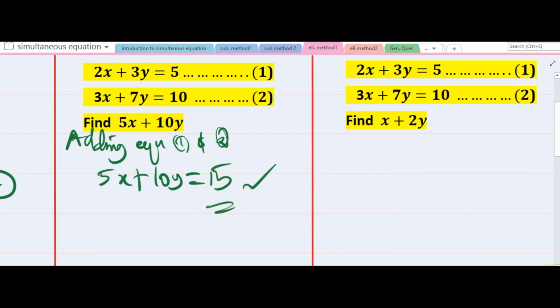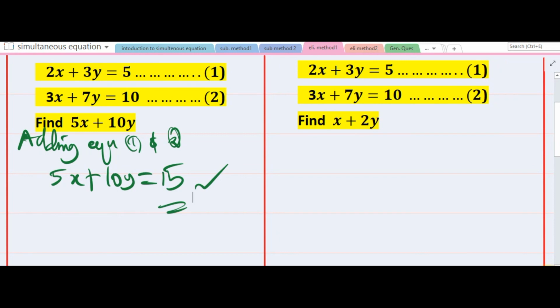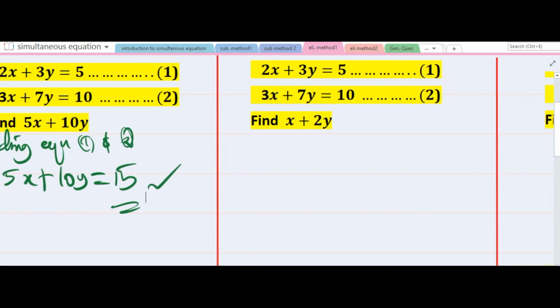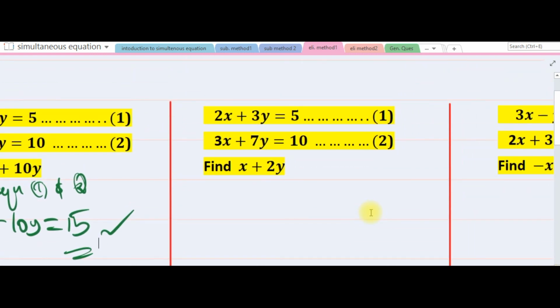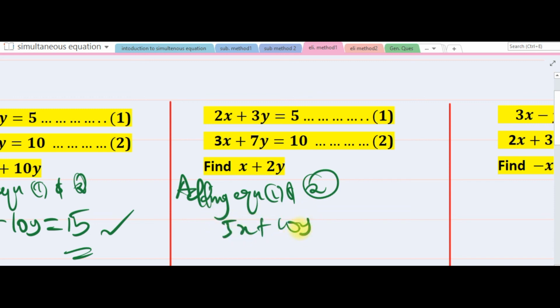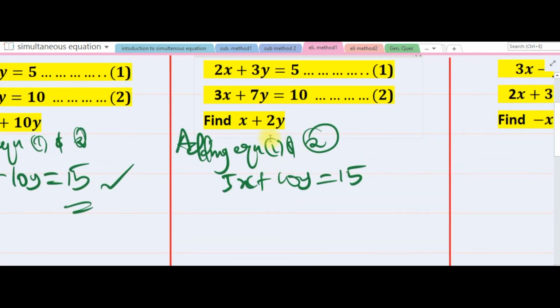So most times, if you are given an equation and you are asked not to find the variables independently, but an expression that contains the two variables, just try to add or subtract or do a little algebra. You might get something. So here again, x plus 2y, let's add equation 1 and 2. So adding equation 1 and 2 again, I have 5x plus 10y equals 15. But that's not what we are asked. But we notice that 2 and 1 have something.